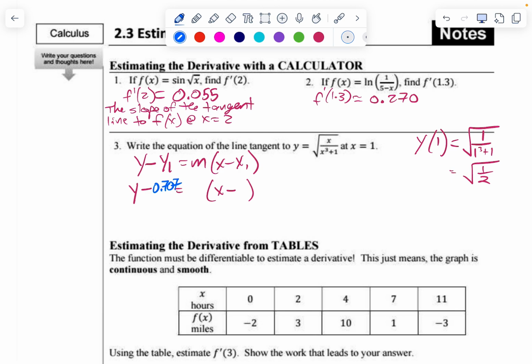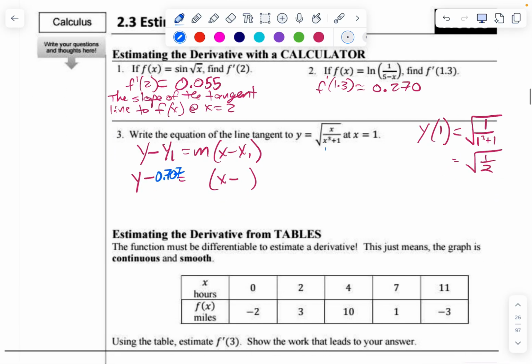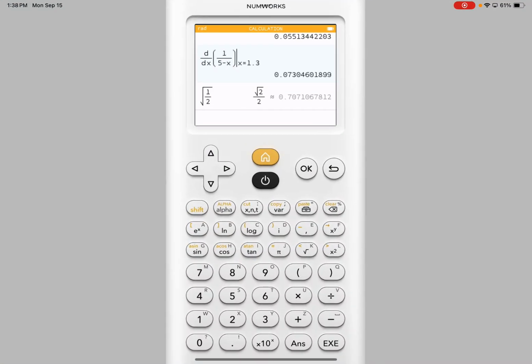Now let's do the slope. Are we going to write dy dx, df dx? What are we going to write? All right. So dy dx, and we want evaluated at x equals 1. Okay. So go ahead and put that in, x over x cubed plus 1. Okay.